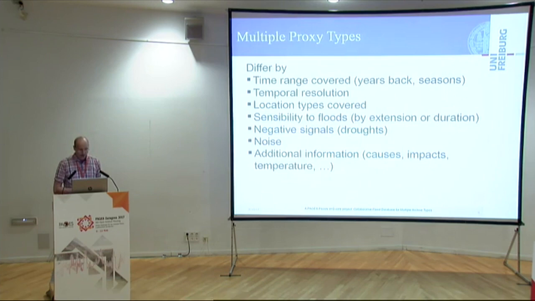If you take a deeper look into the proxy types, they differ a lot in the time range they cover and in the resolution they have in time. The location is also very different, including the types of location, whether a forest, caves or cities maybe. They can also be distinguished by their sensitivity, how they react to a flood, by extension or duration of the flood. Sometimes you can also have negative signals that tell you there was no flood because it was a drought. You have, of course, different levels of noise, and sometimes you have additional information about the causes or the impacts, or about temperature or precipitation and so on.